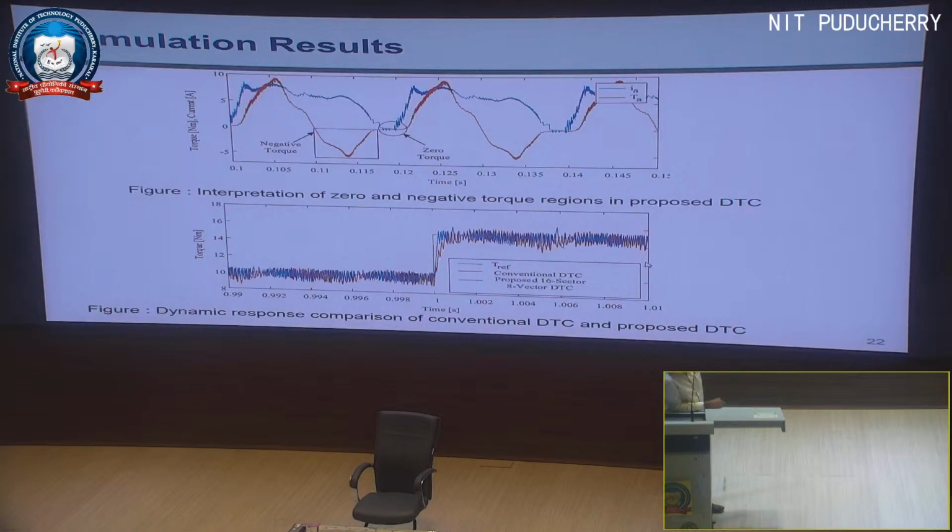And as I said, there is a negative torque still present, but during the 0 torque, the current drawn is close to 0. And also the reference torque, then the conventional, and what we propose is the 16 sector 8 vector DTC.